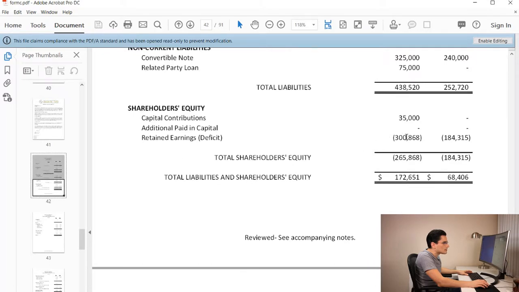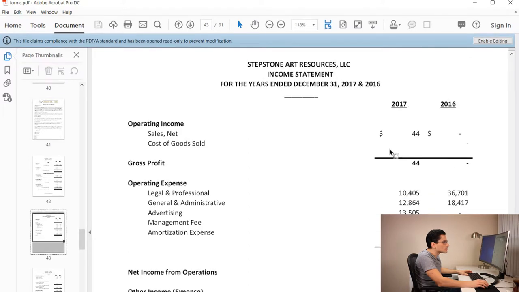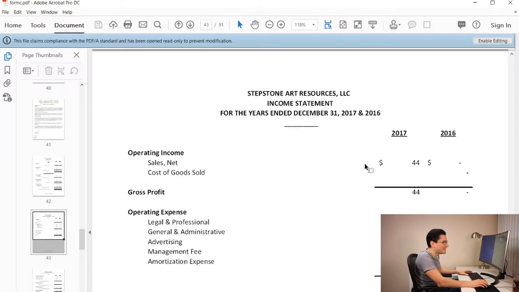Okay, we have a retained deficit of $300,000, so they managed to lose that much since inception. I don't know when this company was founded. This is Stepstone Art Resources LLC. Okay, so here's the beautiful part of this whole thing. Sales were zero in 2016 and $44 in 2017. This is serious traction, people.